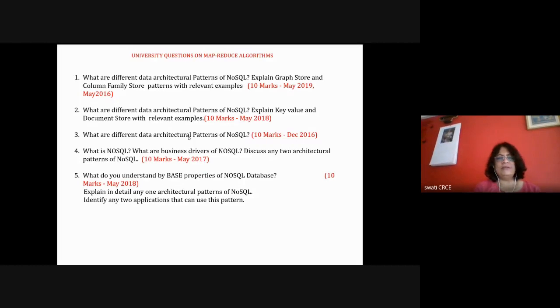these questions, where every time they have asked to explain the type of NoSQL database, and then here they are specifically telling graph store and column store, or here key value and document store, or here they are saying all four types of architectural patterns, or here they are asking for two architectural patterns. Okay, so such kind of questions are there in the exam.